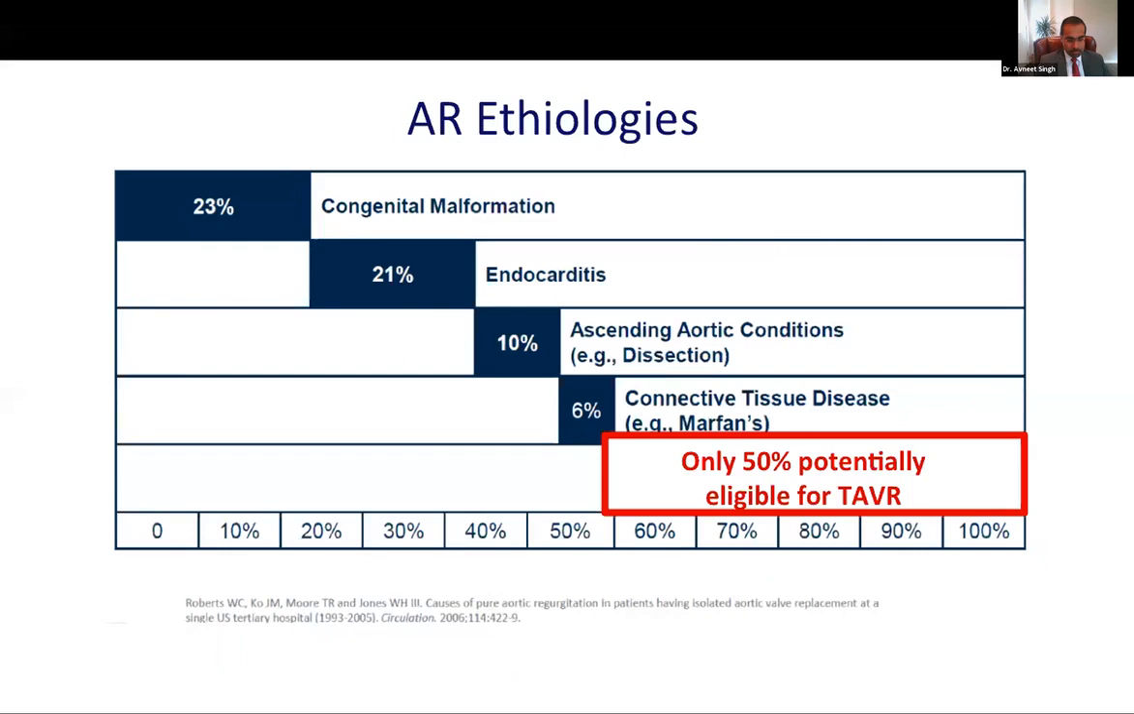because there are so many other diseases associated with AI, such as congenital malformations, endocarditis, or associated dissection, aortic root dilatation, and Marfan's. So only 50% of all the patients that have severe AI will even be eligible for TAVR. And among people who are eligible for some sort of therapy such as SAVR, surgical aortic valve replacement, about 7.8% of patients do not get any treatment just because of their age and frailty, and that has been studied by STS and published as well.